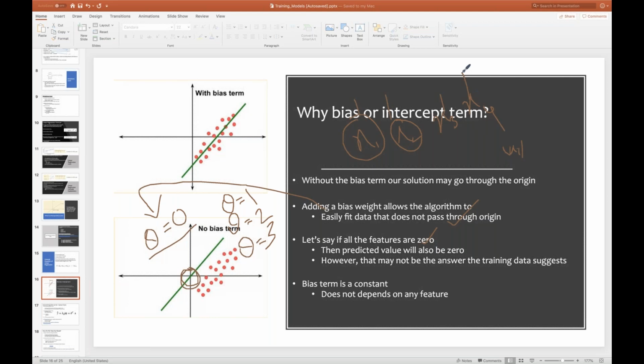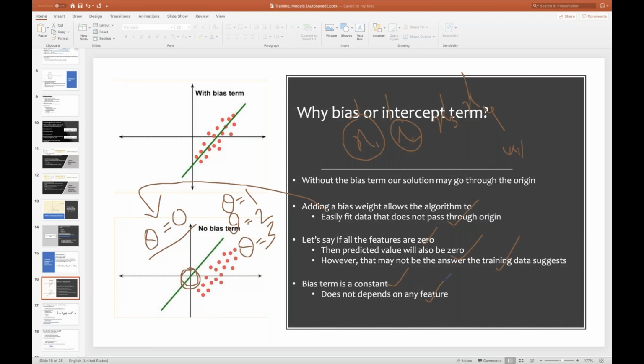So here what happens is, if all the features are 0, then the predicted value should also be 0, obviously. Now, however, that may not be the answer that the training data suggests. The bias term will always be constant and does not depend on any feature. Always remember, the bias term is a constant term and does not depend upon any feature.